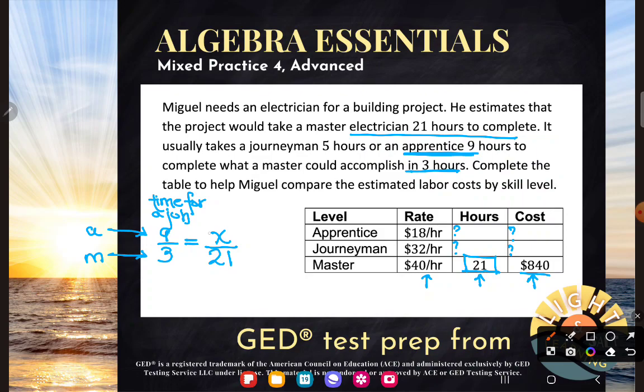All right. So 3 times x, using my lovely cross products are equivalent, is 3x. 9 times 21 is 189. And guys, cross products are equivalent. Don't forget the equal sign. Let's see. I want to isolate that x. I'll divide away the 3. 189 divided by 3 is 63. What did I just figure out? I just figured out that it would take my apprentice 63 hours to do the same job.